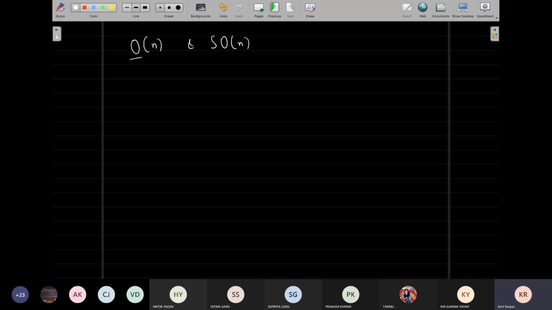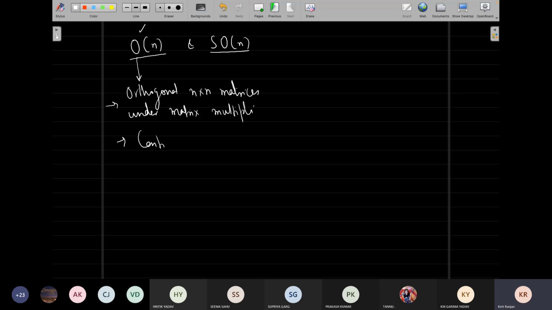So can somebody quickly tell me what ON and SON are? ON: orthogonal, n cross n matrices. And under what group composition? Matrix multiplication. Exactly, under matrix multiplication. Excellent. And this will be a continuous group. And what will be the order? n squared minus n(n+1)/2. This I have already given to you because I was doing only the examples of that.